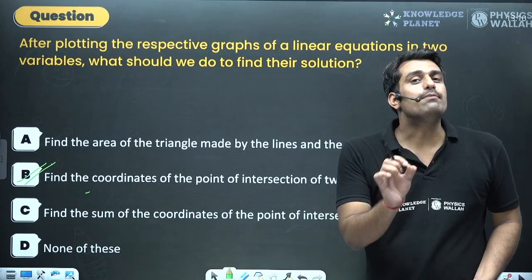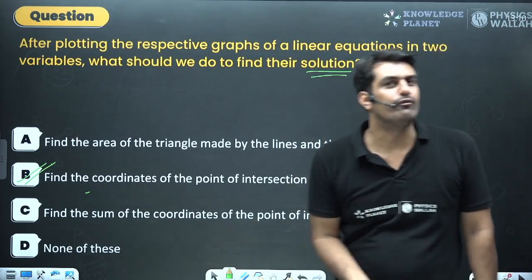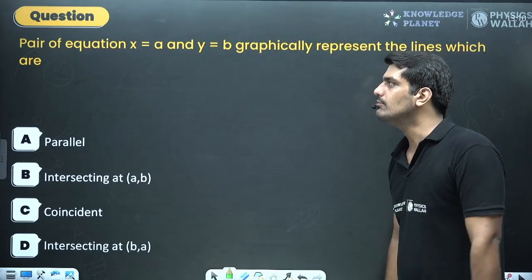The intersecting point having some coordinate represents the solution for the pair of linear equations. Very simple and a theoretical question. One more theoretical question for you.